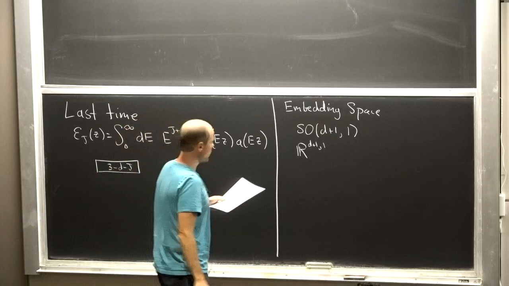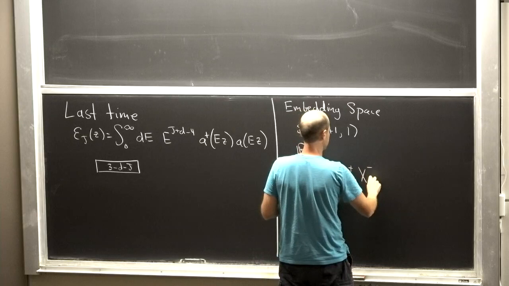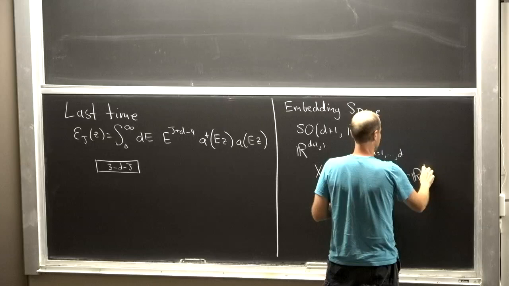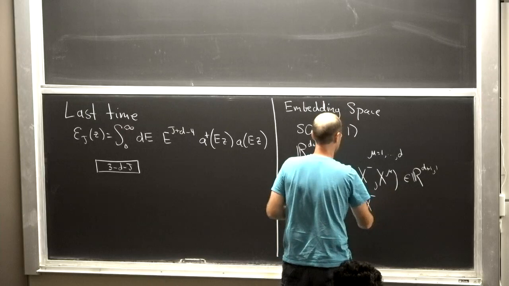So I'm going to describe it with light cone coordinates. So I'm going to write an element of this space as capital X^+, capital X^-, X^mu, where mu runs from 1 to d. And so this is an element of R^(d+1,1). And I'll take the norm to be X dot X is minus X^+ X^-, so these are light cone coordinates, plus X^mu X^mu.